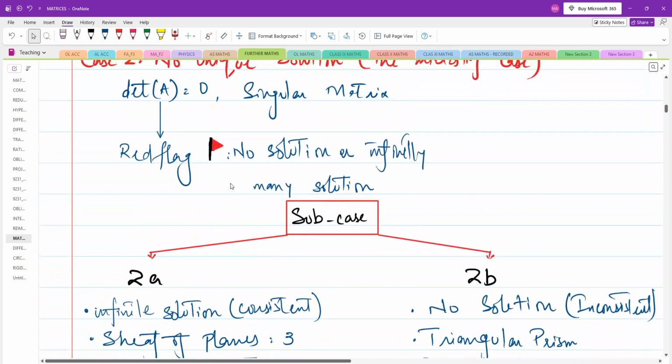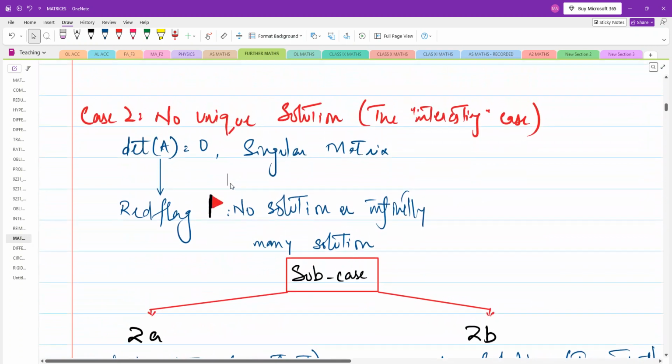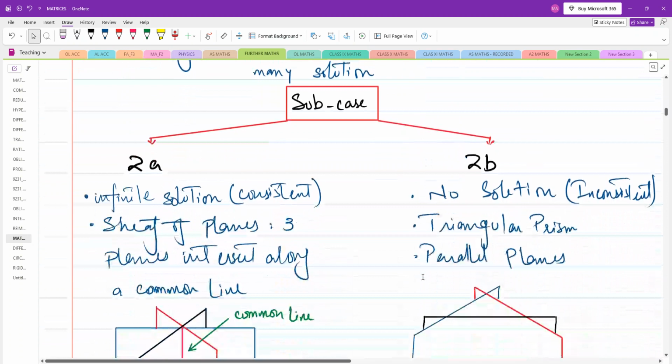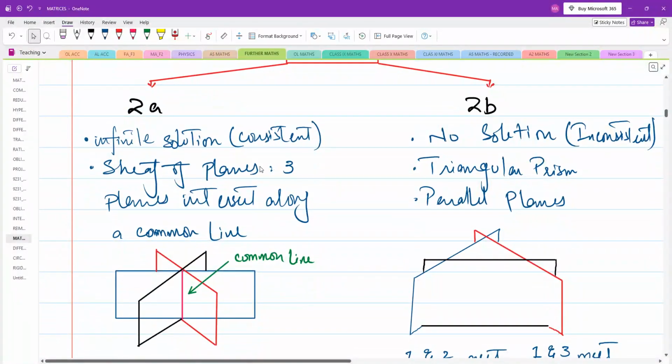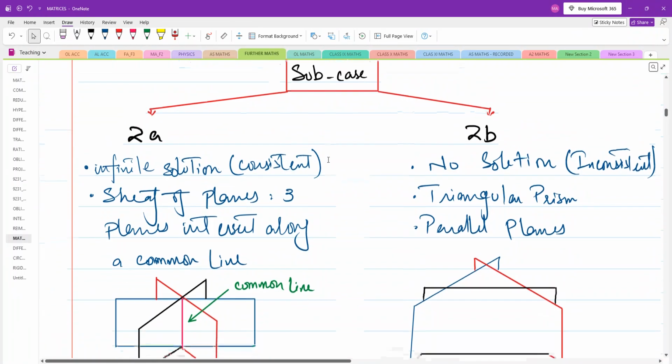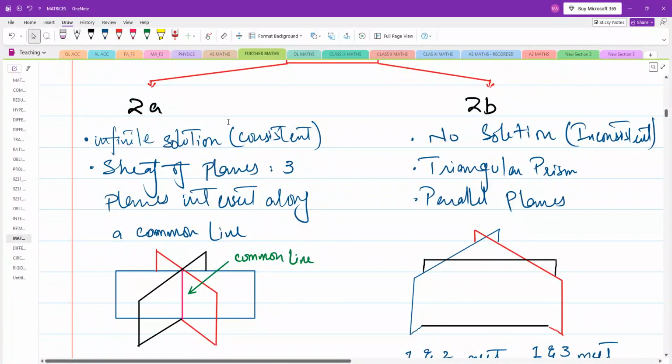Either the equations have infinitely many solutions, or there is no solution at all. So either there is no solution, or if there is a solution, it's infinite. There are infinitely many coordinates that can make the equations come true. Treating these cases as subcase 2a and 2b, we have 2a where there is an infinite number of solutions. This is consistent.